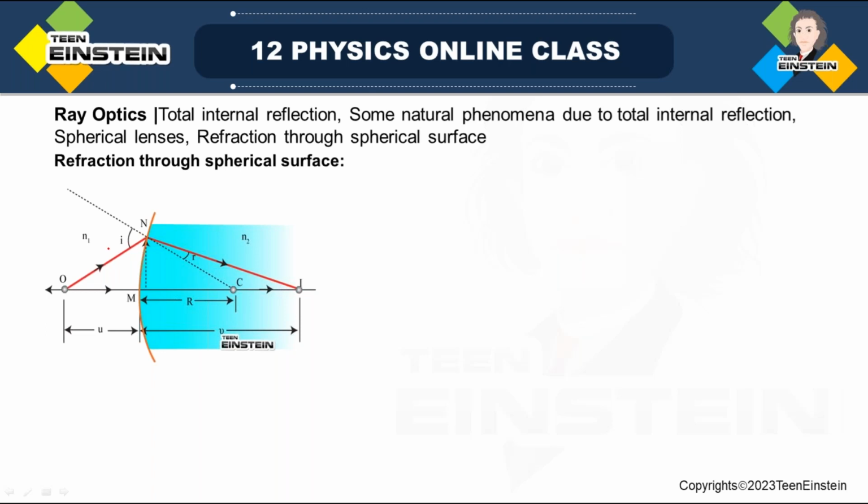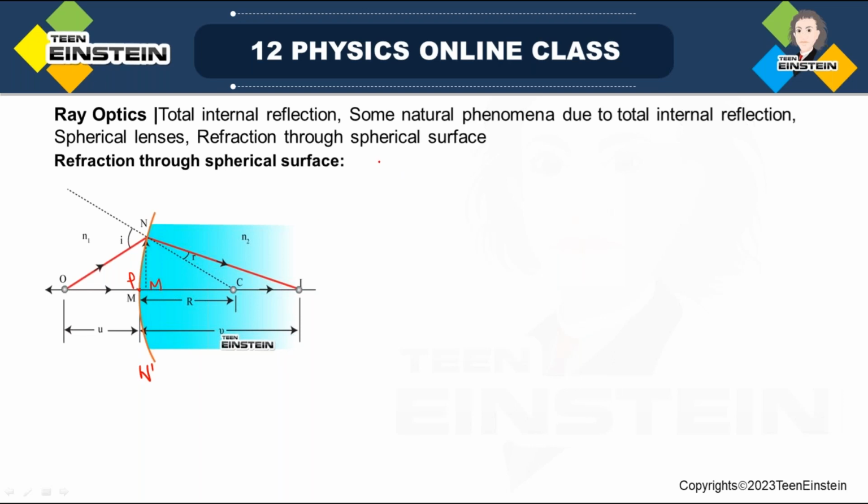In this case, I have the interface NN prime, the whole thing. Actually this perpendicular is MN. The center of this is taken as P, and the perpendicular from this point to the principal axis is this NM.